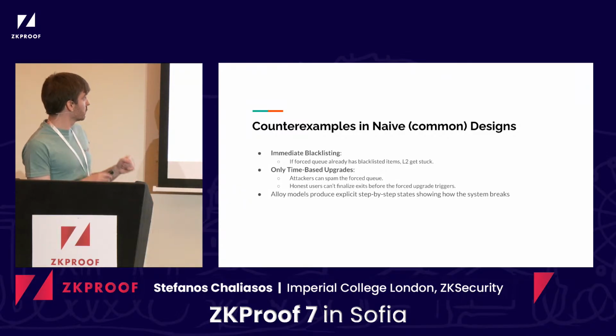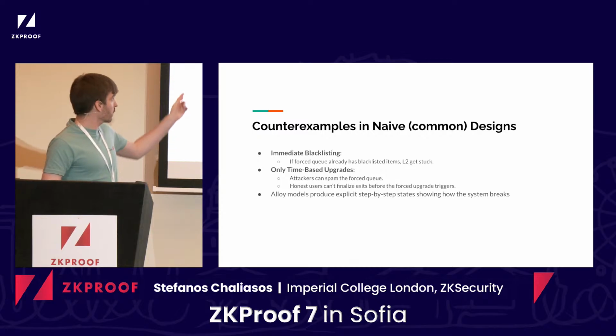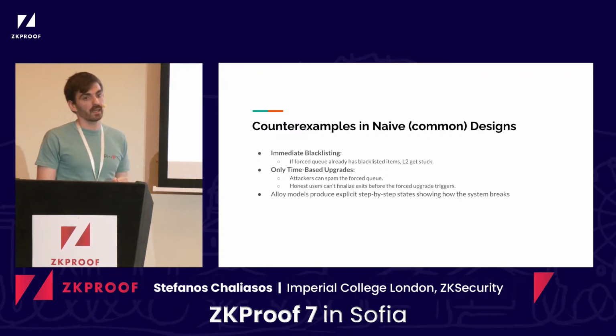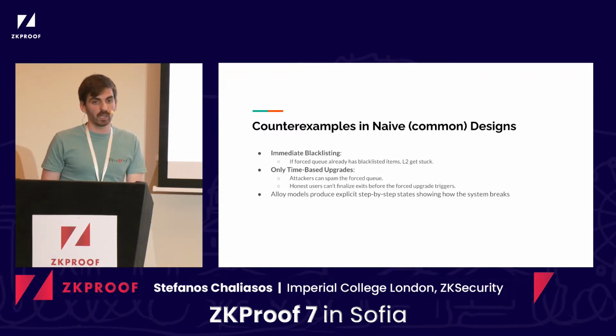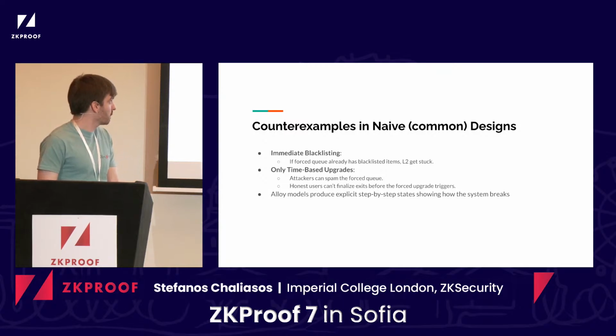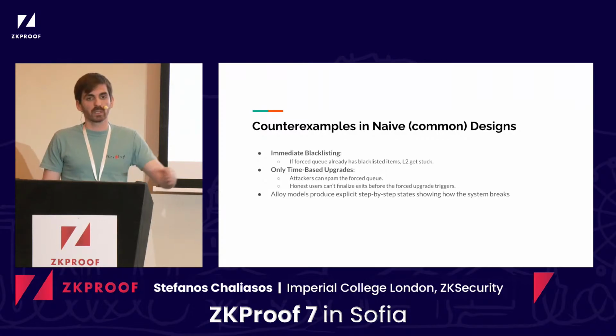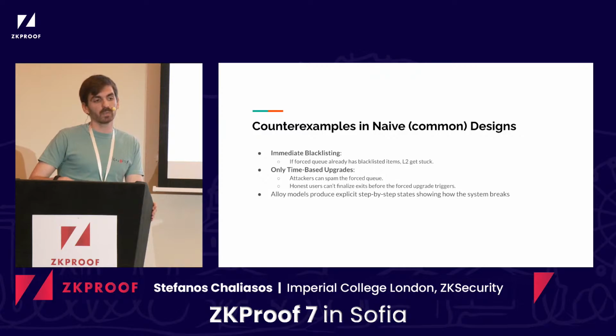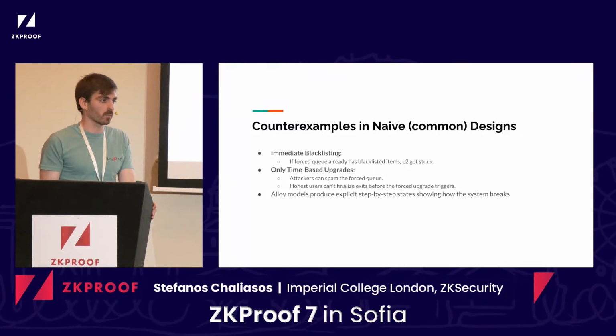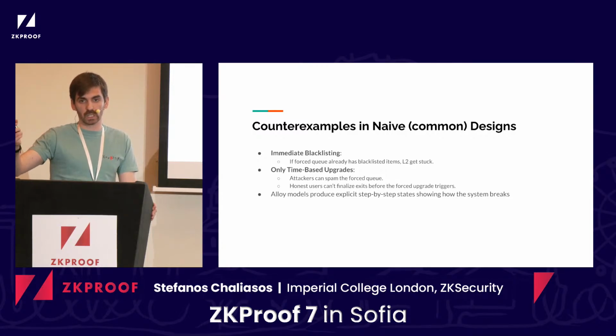And let's move on to two examples. I will start with the second one. So the most common approach in Rollups is to just have a naive, I will call it, a time-based upgrade, where you give some time for users to exit your L2 before you perform the upgrade. The problem with that is that someone can DOS the first queue.